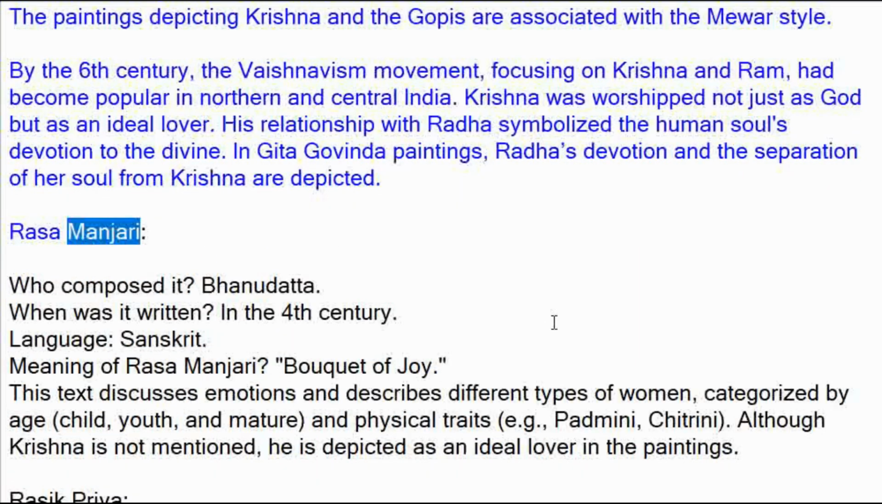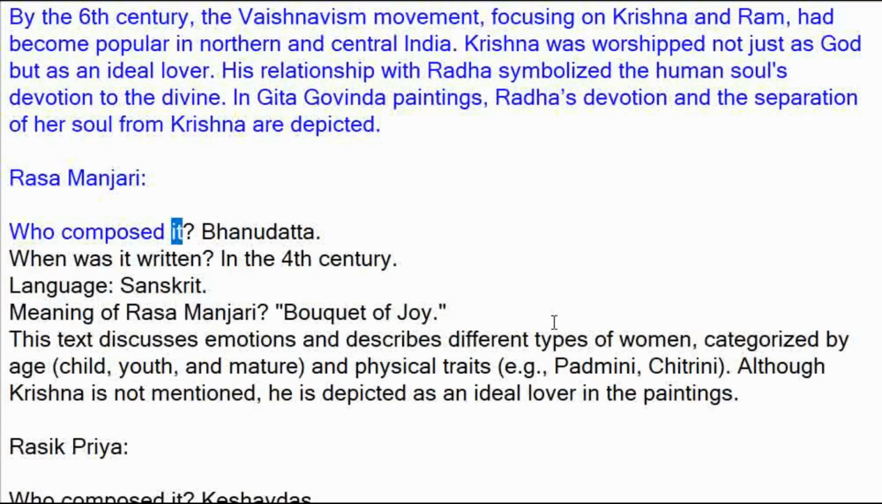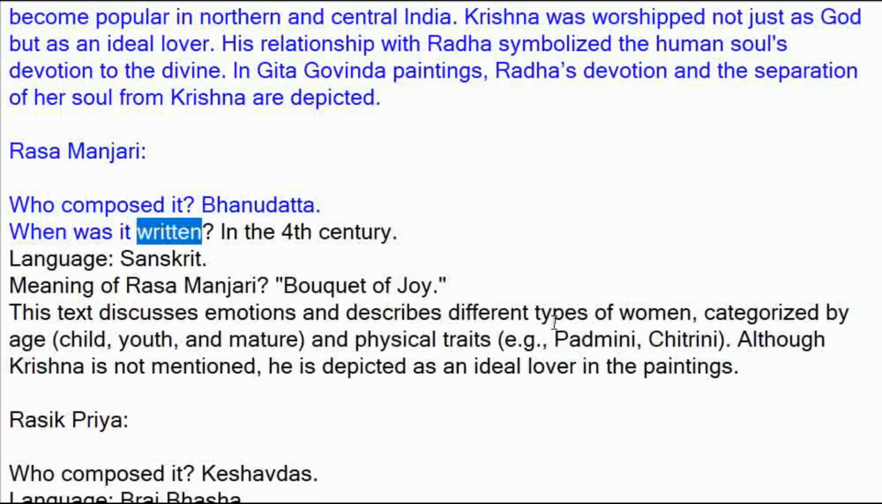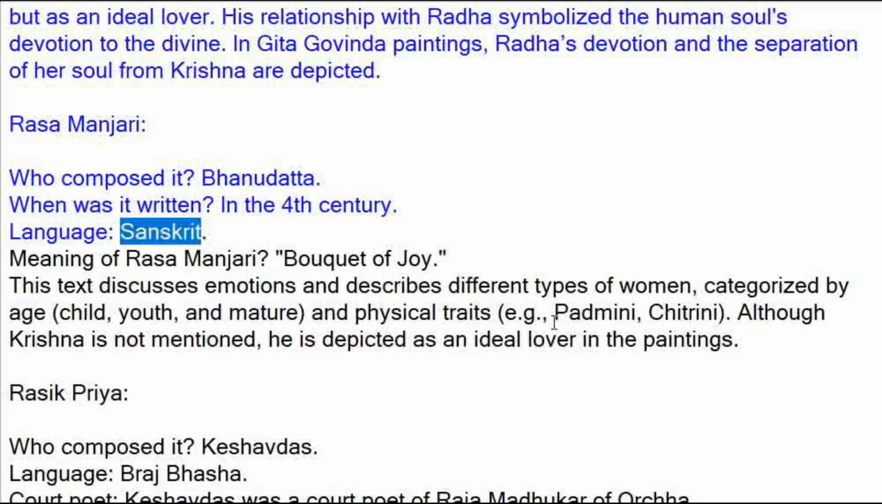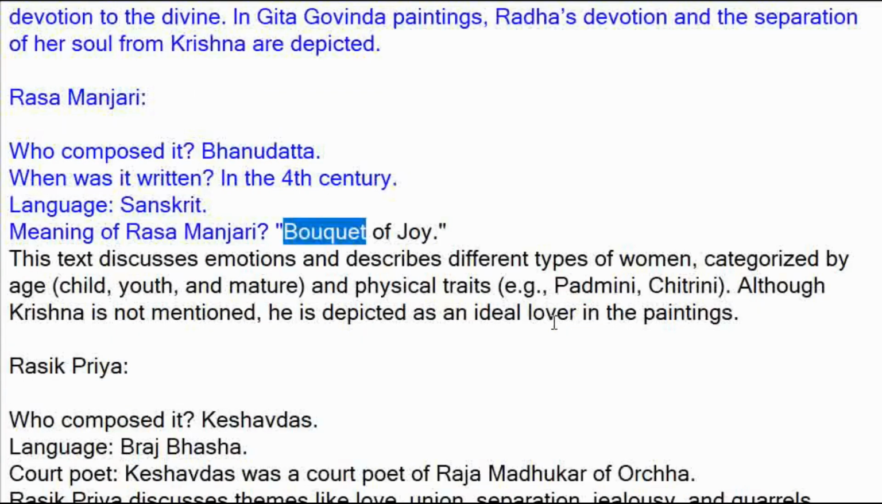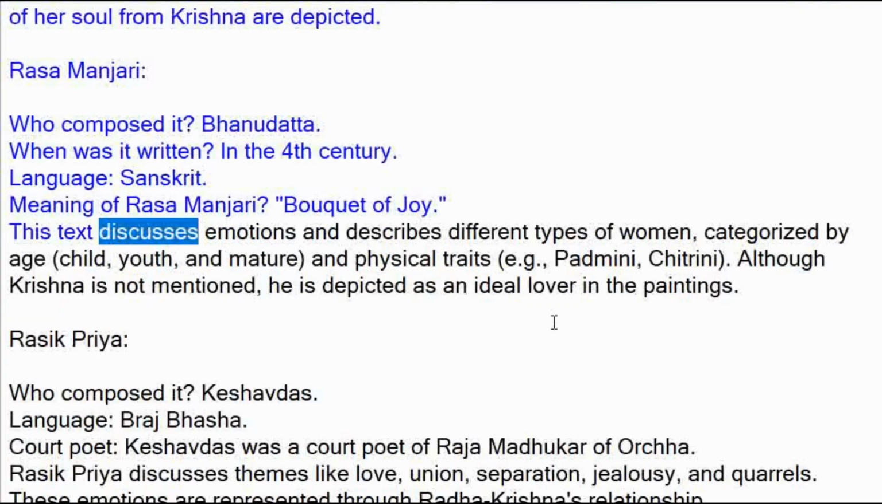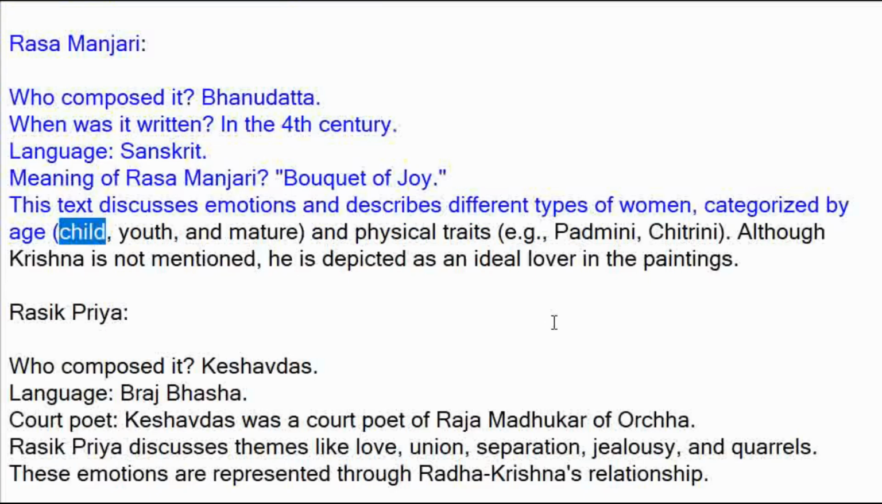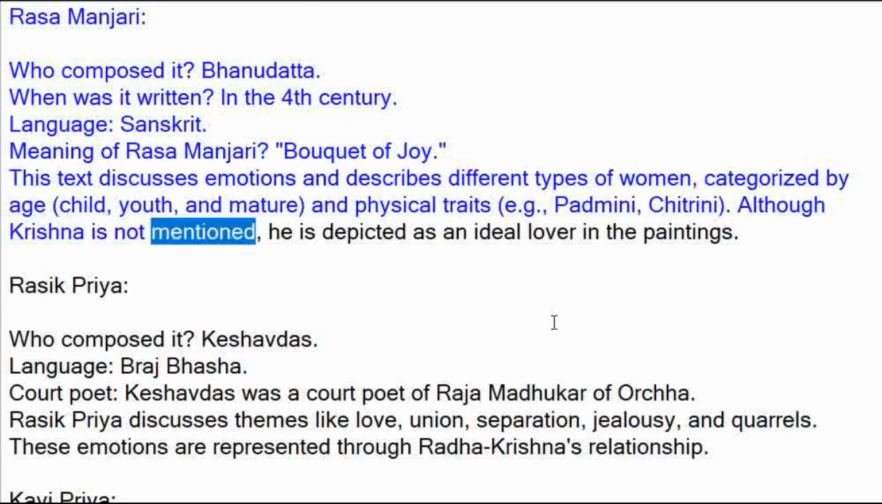Rasa Manjari. Who composed it? Bhanudatta. When was it written? In the 4th century. Language: Sanskrit. Meaning of Rasa Manjari? Bouquet of joy. This text discusses emotions and describes different types of women, categorized by age, child, youth, and mature, and physical traits, e.g., Padmini, Chitrini. Although Krishna is not mentioned, he is depicted as an ideal lover in the paintings.